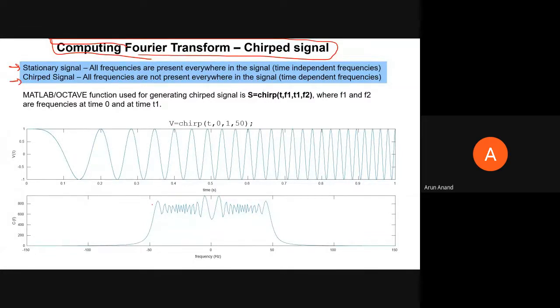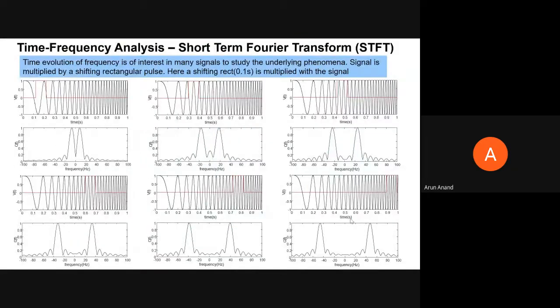So this is a spectrum. If I take the whole signal together, you get all the frequency components, and your frequency resolution is highest because you are using the entire time interval. Now, what I want to do is analyze the different frequencies present at different times.